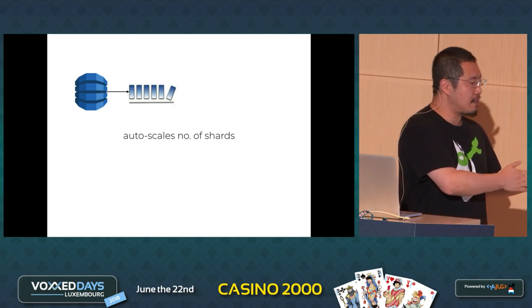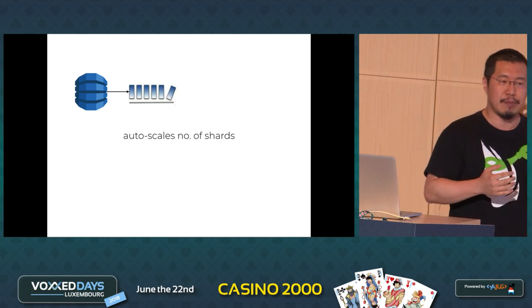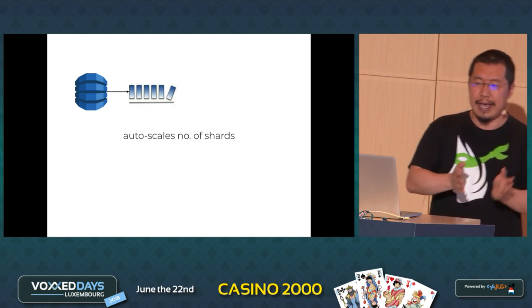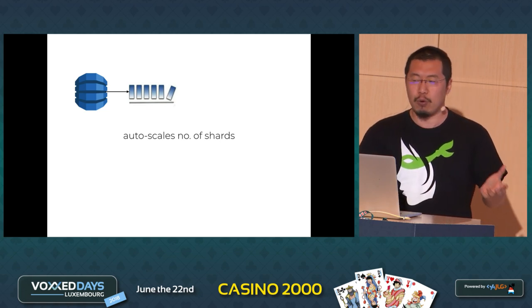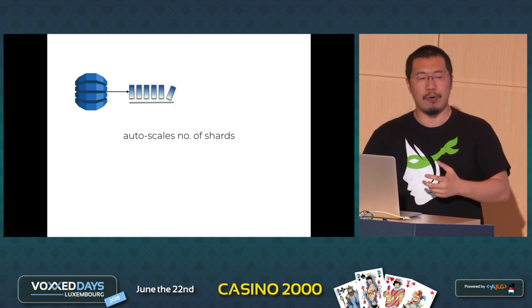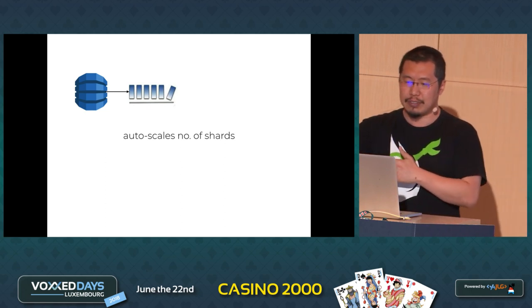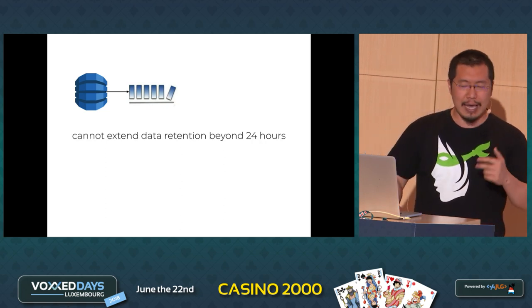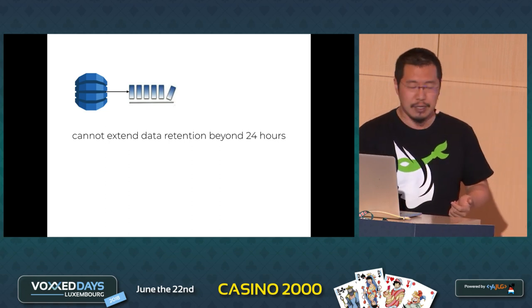From the operational side of things, interestingly as well, DynamoDB will auto-scale the number of shards in the stream based on the number of partitions they actually have in the table, which on one hand is great. That means you don't have to build any auto-scaling capability yourself. But on the other hand, it means you lose a bit of control in terms of the concurrency you have in the Lambda function. And you also cannot extend the data retention policy for more than 24 hours.